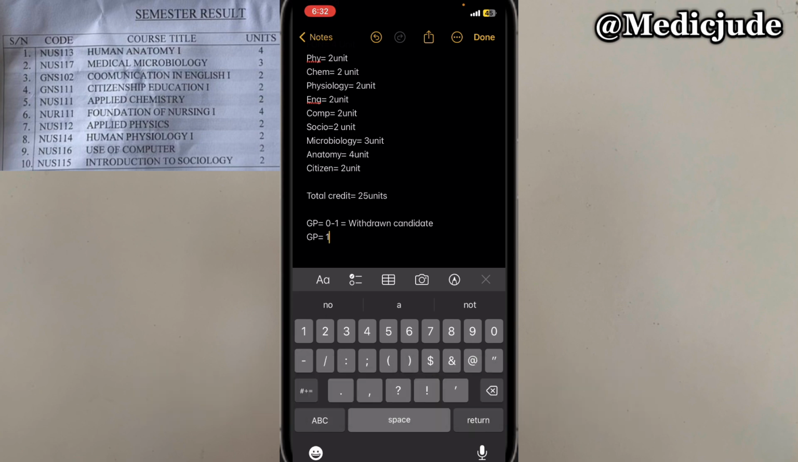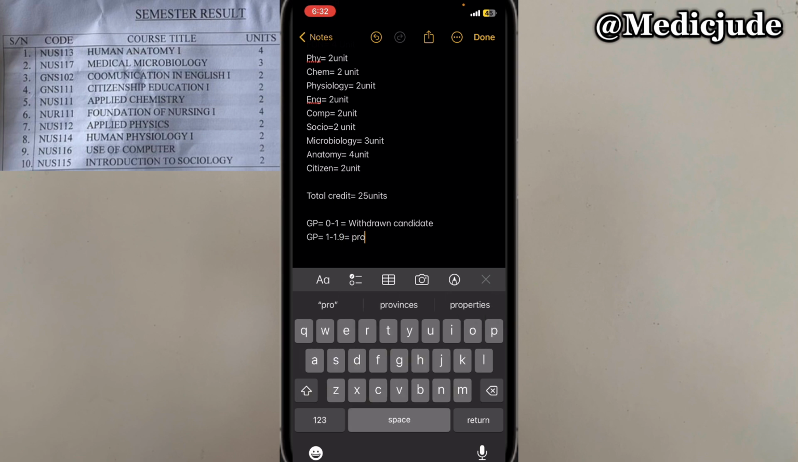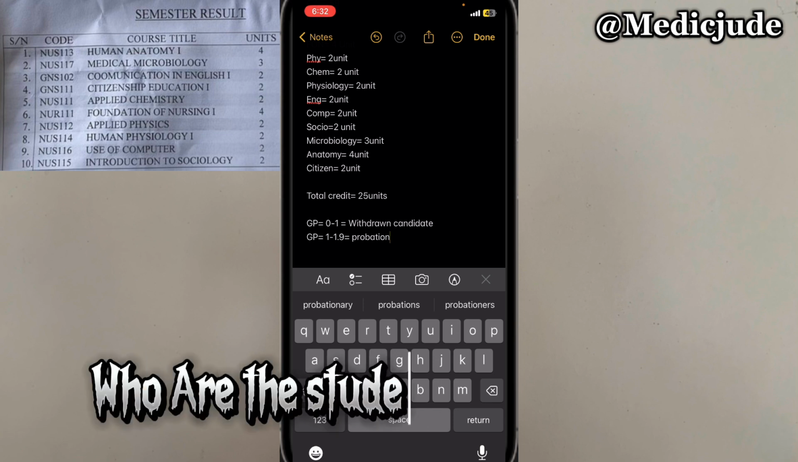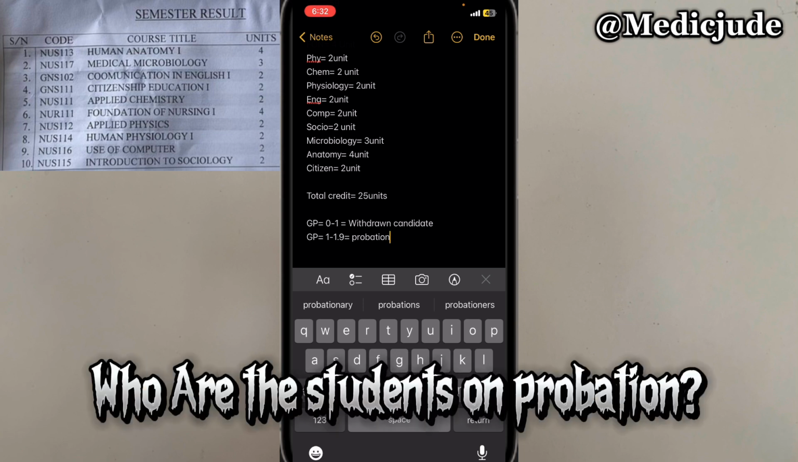Sorry, I said from 1 to 1.9. Individuals from 1 to 1.9 are students on probation. So who are the students on probation? Students on probation are individuals that got a grade point of 1 to 1.9. They were not withdrawn from the school, but they are placed on probation.